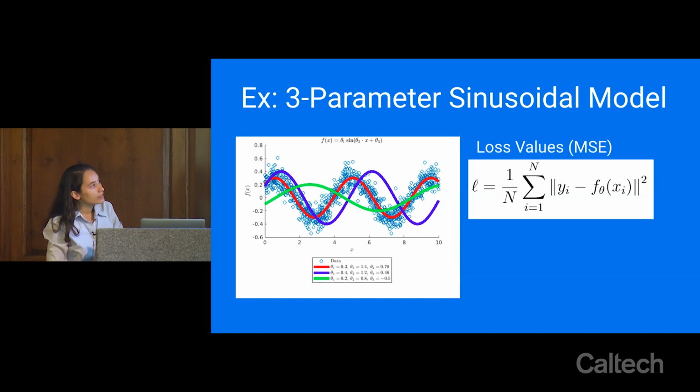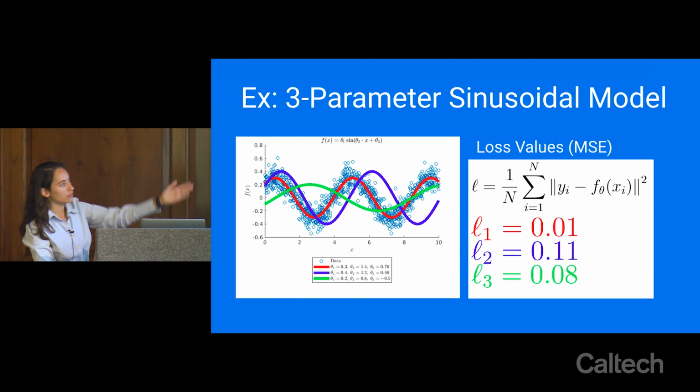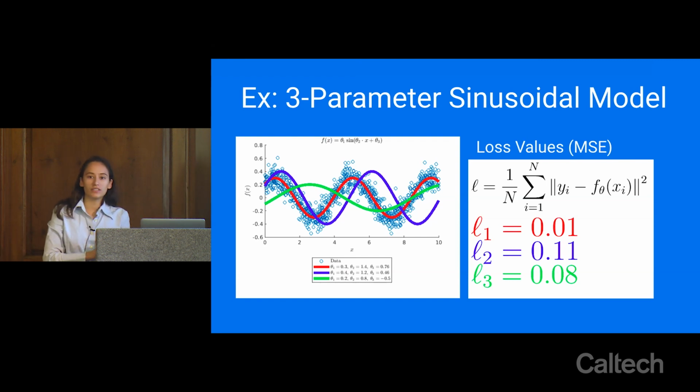And if we calculate the mean squared error for the red line, the blue line, and the green line compared to our initial data, we're going to get something that looks like this. So you've got L1, L2, and L3. So what do these loss functions tell you? We'll start with which one is the worst?